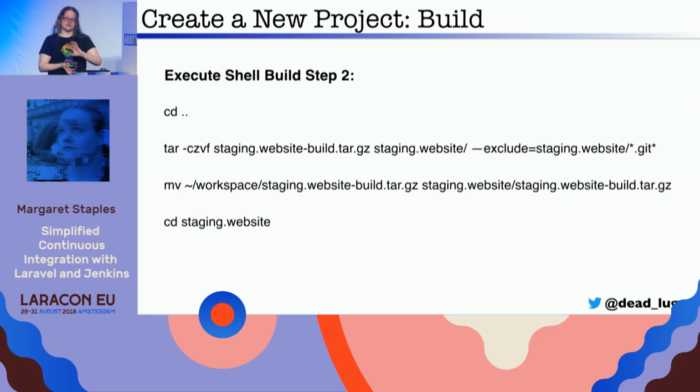And then in the second execute build step, we're going to go one directory up from where we are. Then we're going to tarball the directory that we were just in, where we built this branch of our repository. And then we're going to move that tarball into the directory where we just built our repository. And then we're going to change back into that directory. So we hop out, we tarball the directory, we move the tarball into the directory, and then we move ourselves back into the directory. Okay.